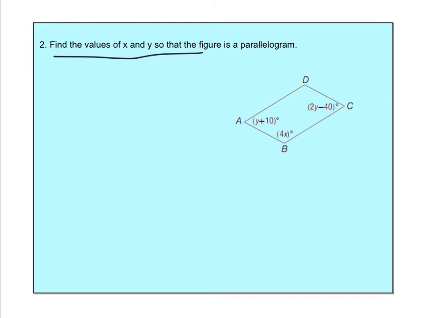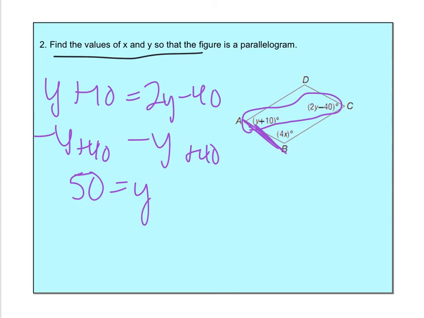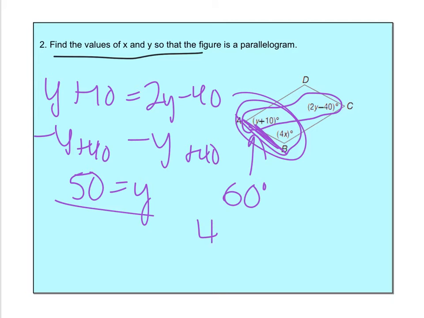So figure out the values of x and y that make this a parallelogram. Well, this is going to be equal to this, all right, and these two are going to add up to 180. So I'm going to say y plus 10 equals 2y minus 40. All right, so a little subtraction. So 50 equals y. Okay, so if 50 equals y, that means that this angle is going to be 60 degrees.